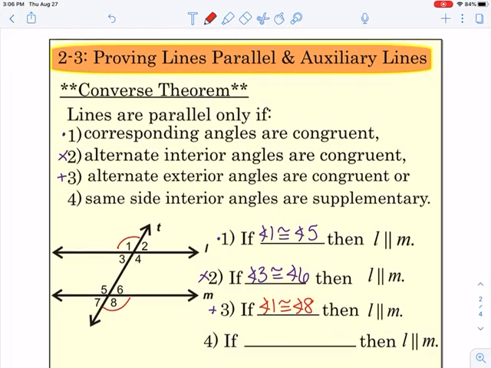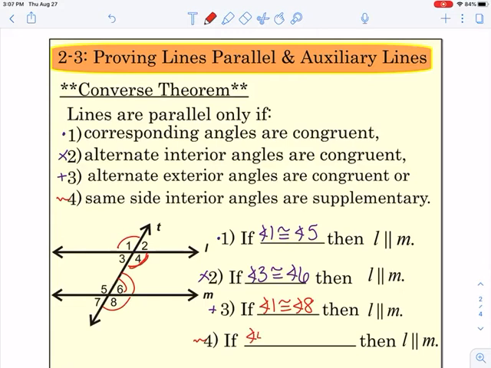And lastly, for our last one here, for 4, same side interior angles are supplementary. So this time we want to be on the inside of the sandwich and on the same side of the transversal. So angle 4 and angle 6. So if I can somehow tell you that angle 4 plus angle 6 equals 180, then I can tell you that those 2 lines are parallel. Again, the other pair that you could have done there instead would have been 3 and 5.